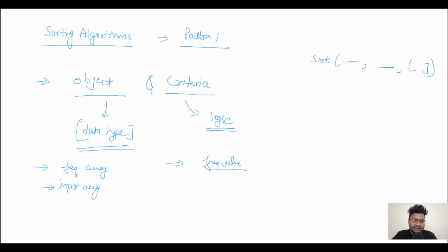And what is the criteria? Criteria is the frequency value, right? So we have seen that if the frequency is equal, just return the lexicographically smaller number, and if the frequency of one of them is higher, then return the lowest one. So that's how we will define object and criteria. Now let us look at one more question on the object and criteria pattern.